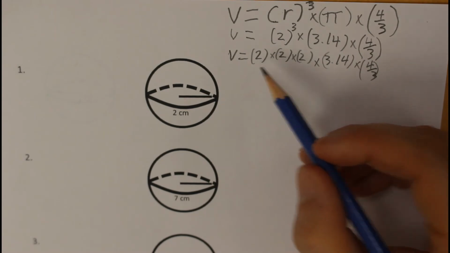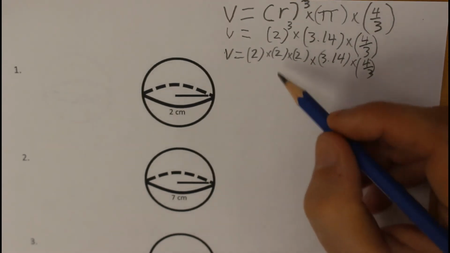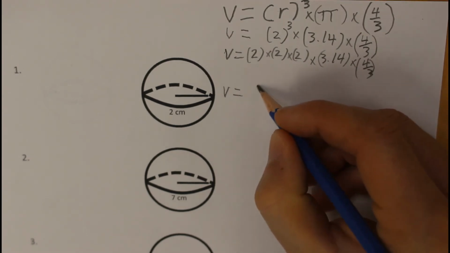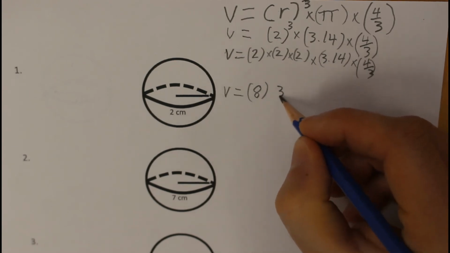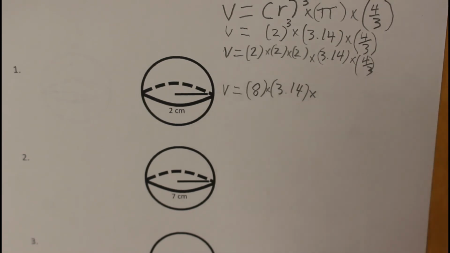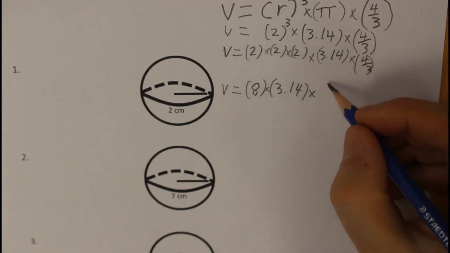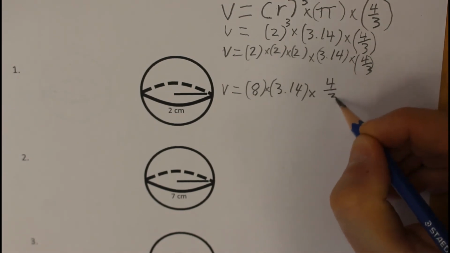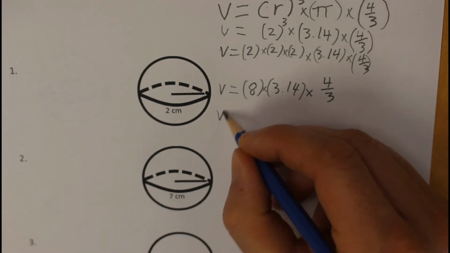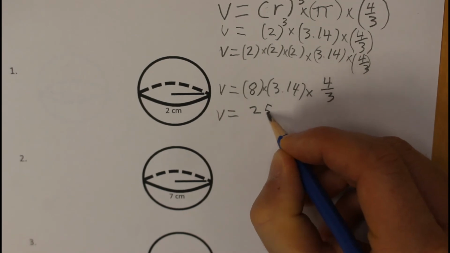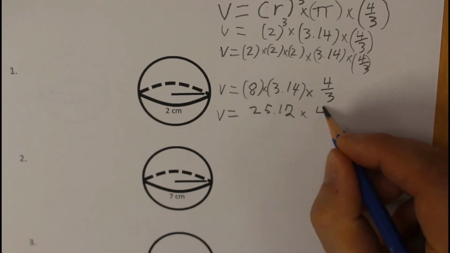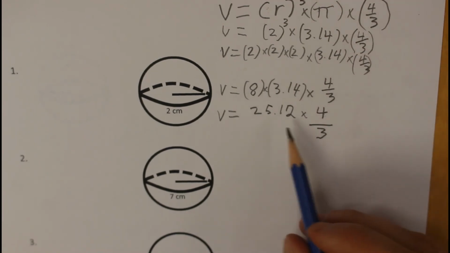Awesome. Okay, let's do this one first. 2 times 2 times 2 equals 2 times 2 is 4 times 2 is 8. So 2 cubed equals 8. So volume equals 8 times 3.14 times 4 over 3. All right, so 8 times 3.14 gives us 25.12. So volume equals 25.12 times 4 over 3. So this is what we need to multiply next.